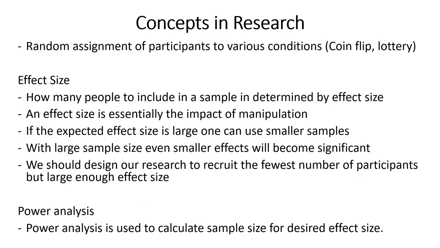If we believe that a large impact will be possible, we can take smaller samples. But if we believe that this impact will be less, a large sample is required. Now, if the expected effect size is large, one can use smaller samples as I just discussed. But with larger sample sizes, even smaller effects will become significant. So, if you have a very large sample size, even if the difference between the control and the experimental condition is small, just because of the number of people that you have taken and the kind of statistics that you have applied, you may get a good, significant result.